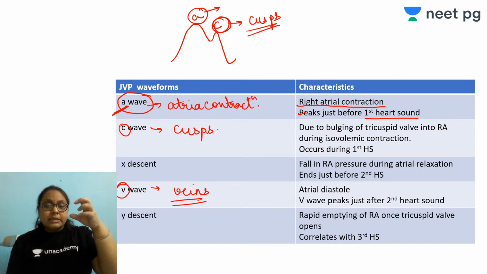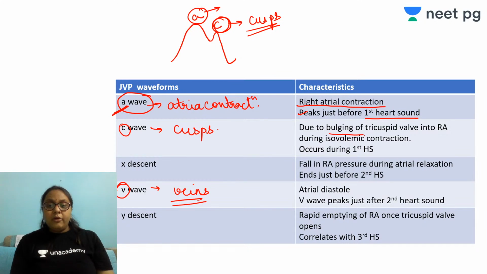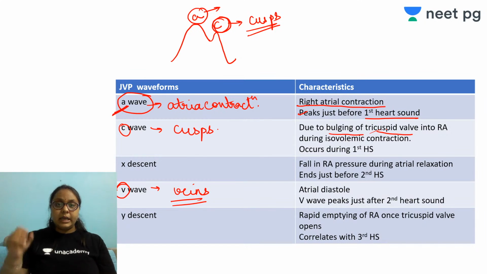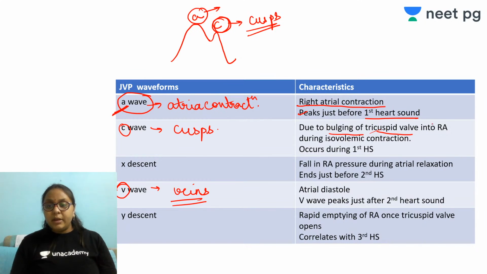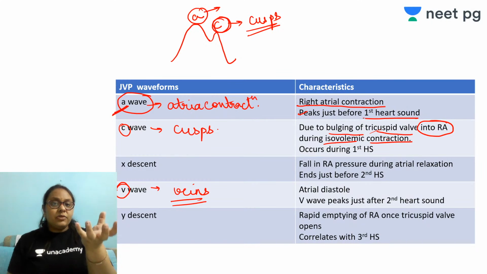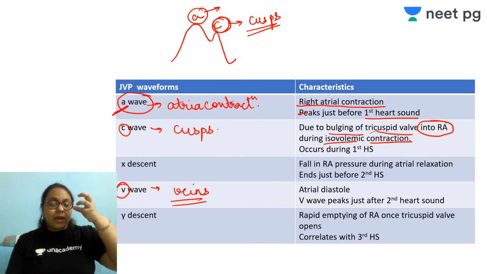So this is because of the bulging of the tricuspid valve. The tricuspid valve bulges into the right atria during isovolumic contraction. जब isovolumic contraction होगा तो क्या होगा, उस वक्त the tricuspid valve bulges into the right atria.